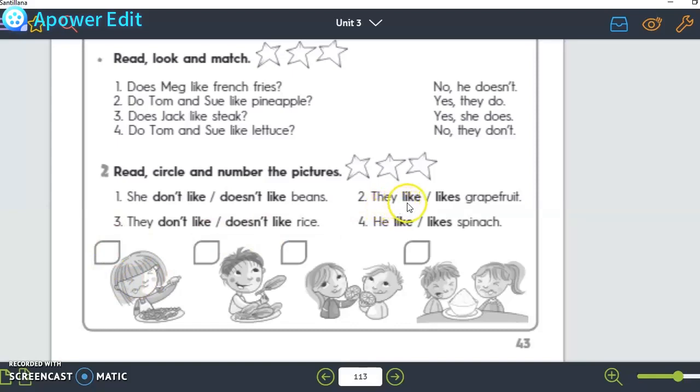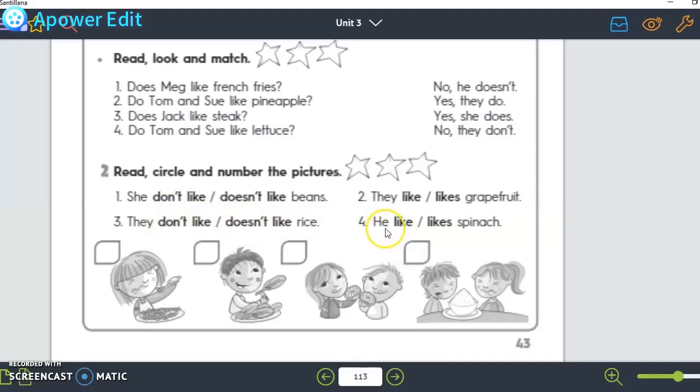They like or likes grapefruit. They like or they likes grapefruit. They like grapefruits without S is number two. Number three. They don't like or they doesn't like rice. Well, it is they don't like. They don't like rice is number three.